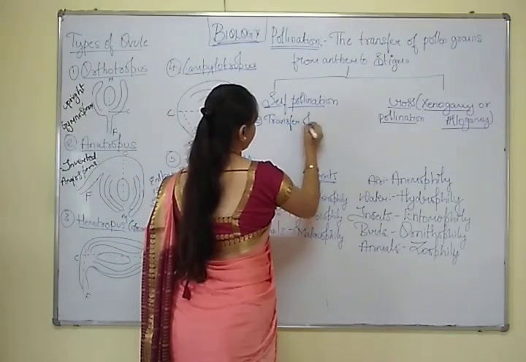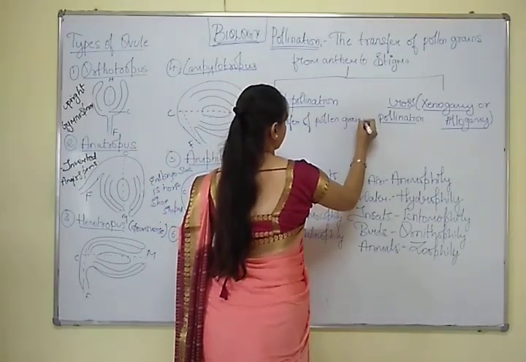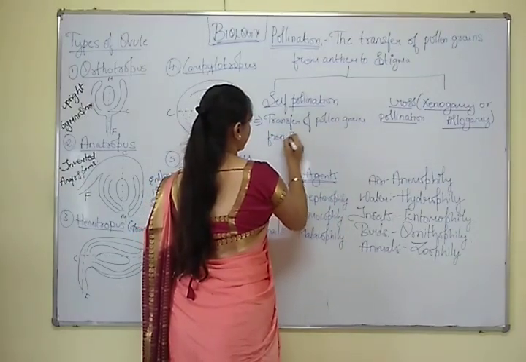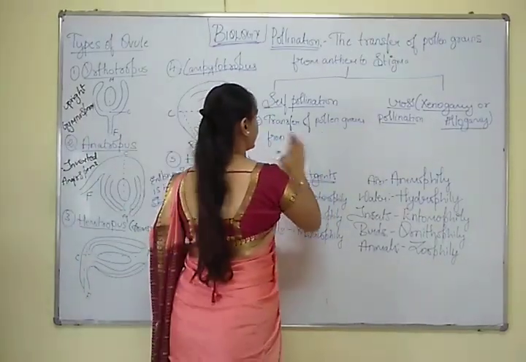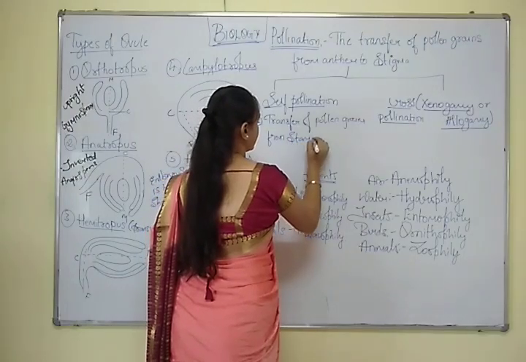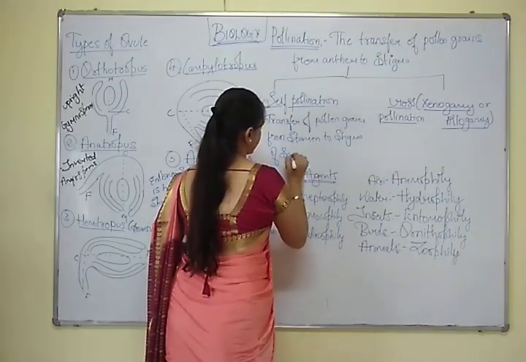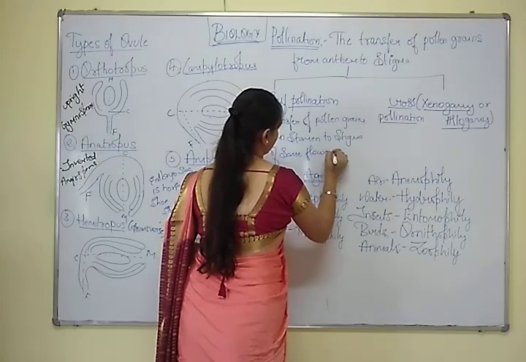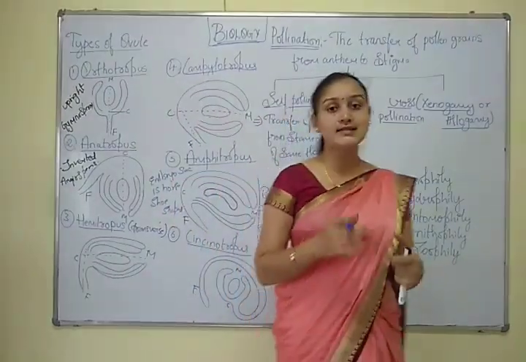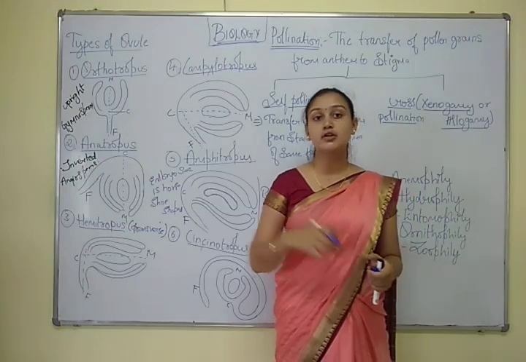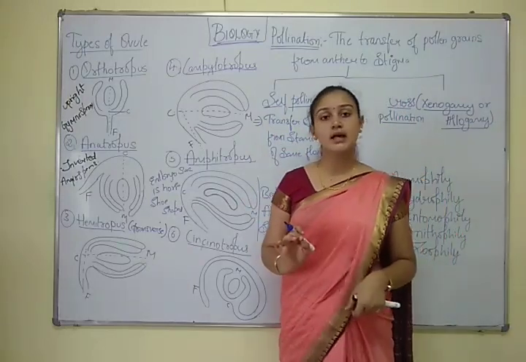transfer of pollen grains from stamen to stigma of the same flower is called self-pollination, or the transfer of pollen grains from the stamen to the stigma of a different flower of the same plant. It is also called self-pollination.